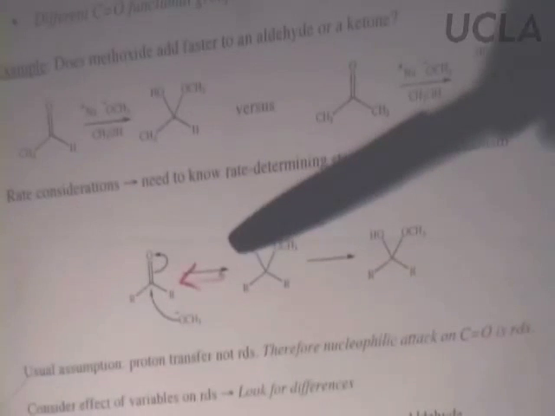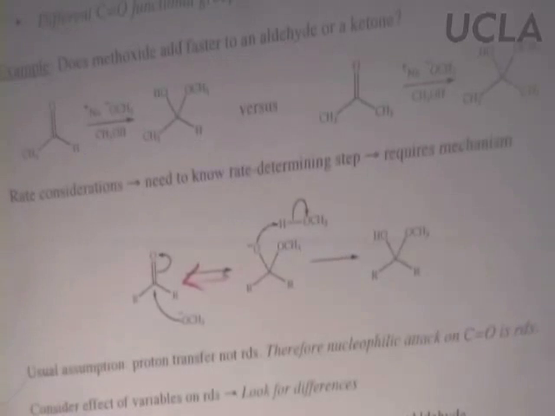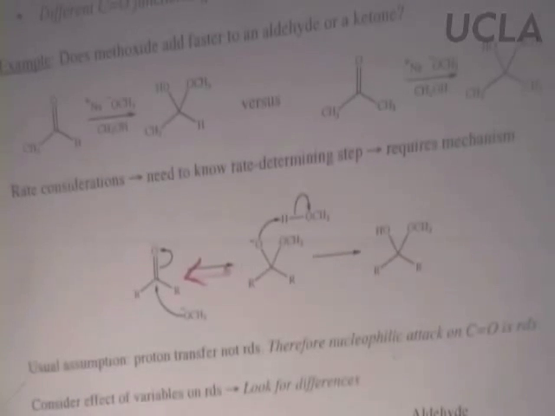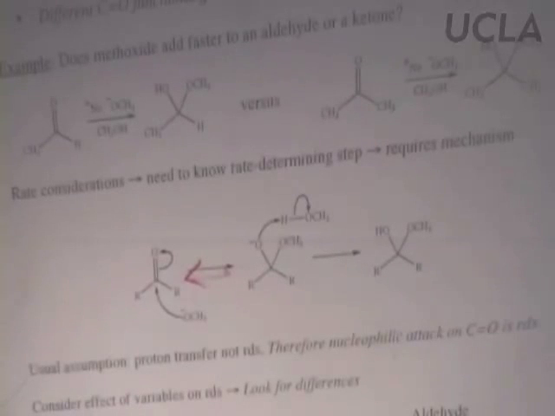When we have a negative charge on the oxygen, it can kick out another thing with another negatively charged oxygen. But it's got to be a negatively charged tetrahedral intermediate. If this was neutral, if this was OH, then that OH couldn't kick out the OCH3. And we talked about this last time. We justified doing this in two ways.